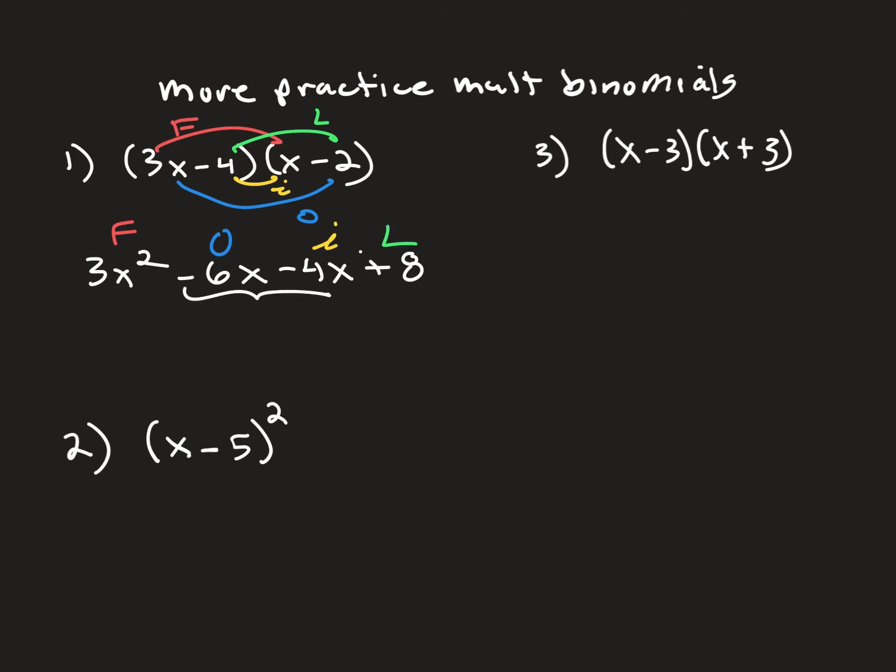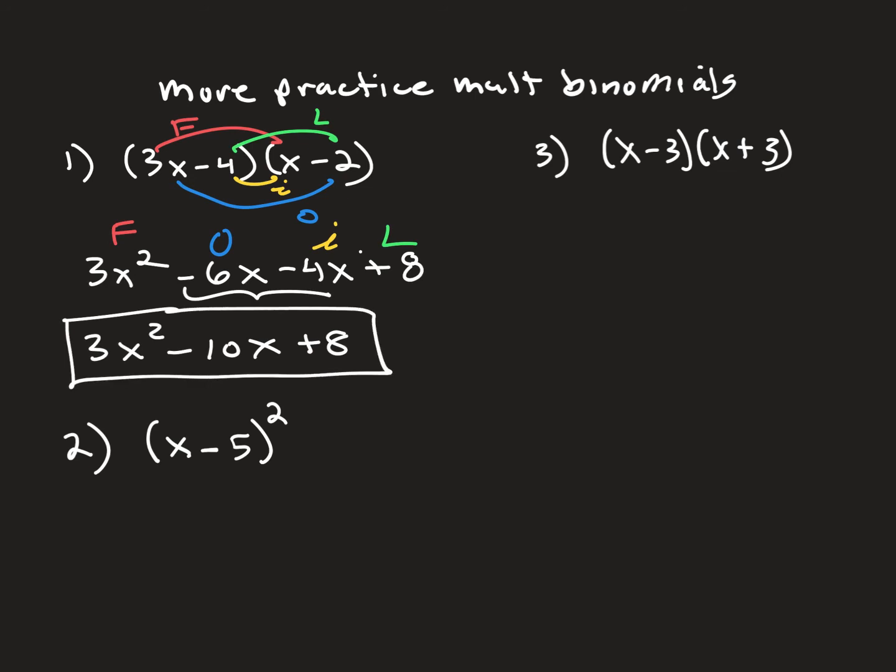And then combine your like terms, which is your OI in FOIL, because they both have plain old x's. So our final answer is 3x squared minus 10x plus 8. So that is the answer you get when you multiply those two binomials. Notice that answer has three terms, so your answer turns out to be a trinomial.